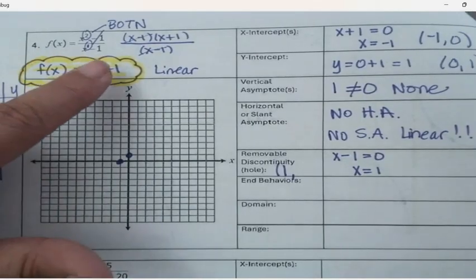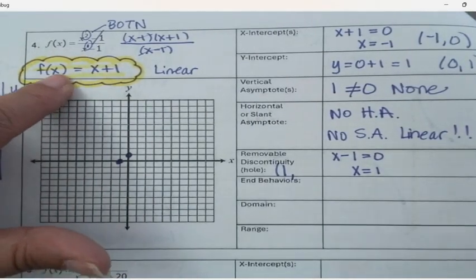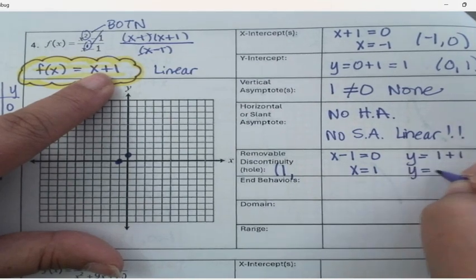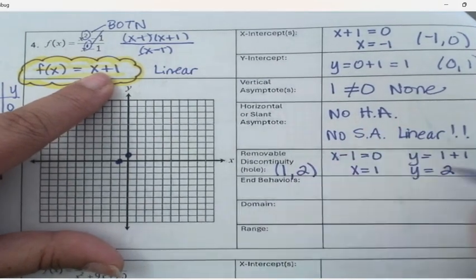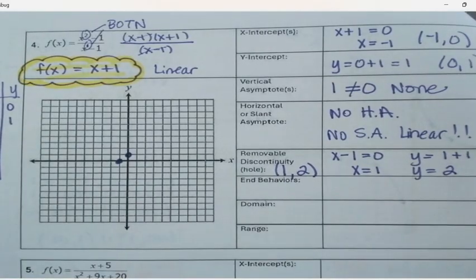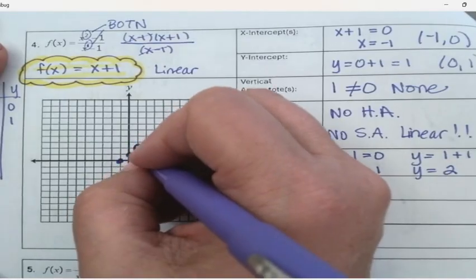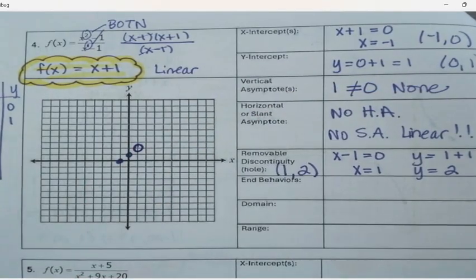To find the something, I'm just going to take this x, like I put it in the table, a 1 right here, and plug it back in right here to find the y. So y equals 1 plus 1, which is 2. So my hole is at 1, 2. So over 1, up 2. And I'm literally going to do an open circle, like a hole.